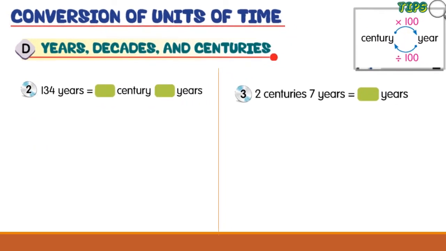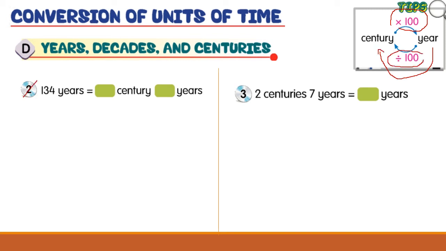Our last conversion of unit of time for today's class is involving centuries and years. Okay, as you know, in a century in bahasa Malaysia is abad. 1 abad bersamaan dengan 100 tahun. Jadi kalau nak tukar 1 abad kepada tahun, kena darab 100. Okay. And then if you want to convert year to century, you have to divide 100.